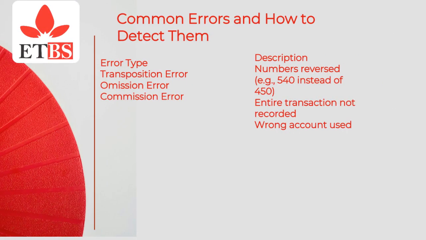Common errors and how to detect them. In this course, we will be using error type and description for our table. 1. Transposition error, numbers reversed, e.g. 540 instead of 450. 2. Omission error, entire transaction not recorded. 3. Commission error, wrong account used. 4. Compensating error, two mistakes that cancel each other. 5. Principal error, wrong classification, e.g. capital expense as revenue expense. Use of trial balances and reconciliations help uncover these issues.